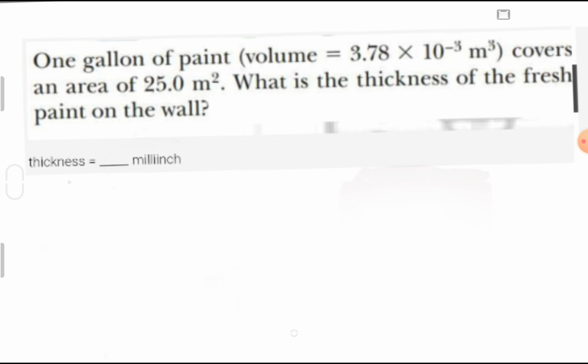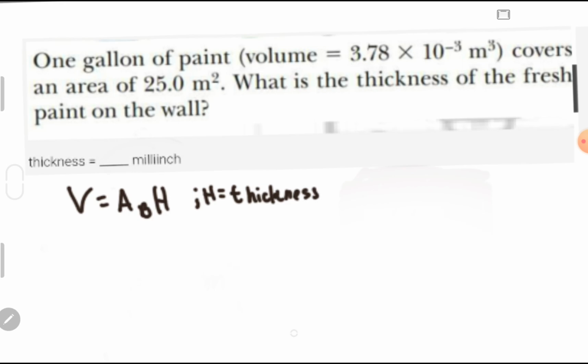So take note that our volume is equal to area of the base times height. Take note that your height is interchangeable with your thickness. Okay? So if we draw a diagram of the painted wall, so let's say this is your wall, and then you have a thickness of your fresh paint.